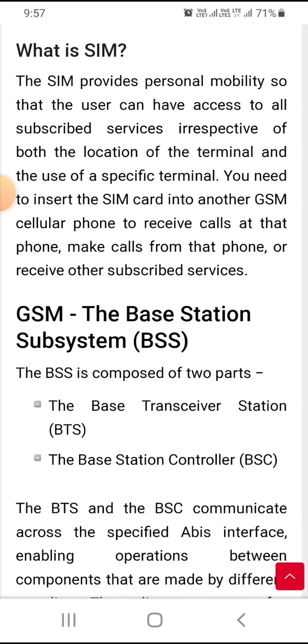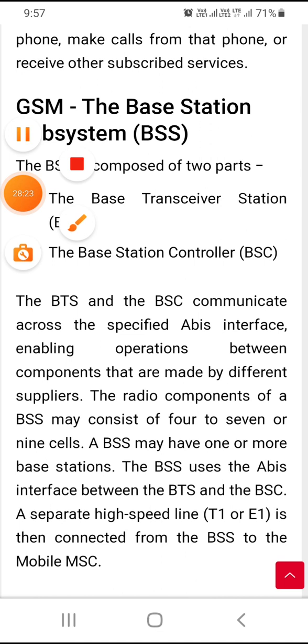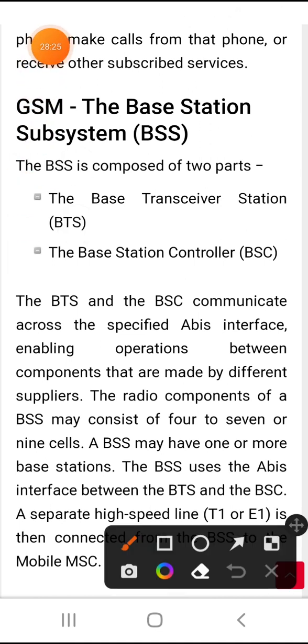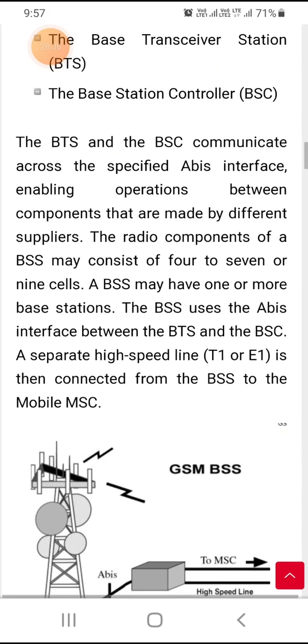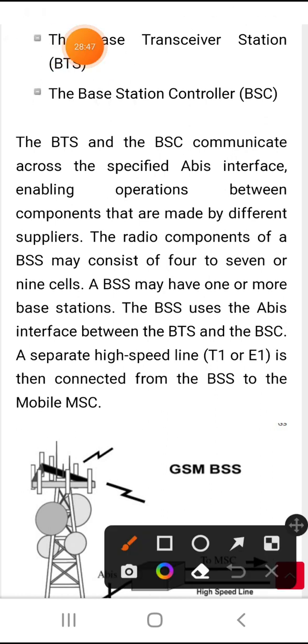In GSM, the base station subsystem, the BSS, is composed of two parts: the base transceiver station (BTS) and the base station controller (BSC). The BTS and the BSC communicate across the specific Abis interface, enabling operations between components that are made by different suppliers. The radio component of the BSS may consist of 4 to 7 cells.